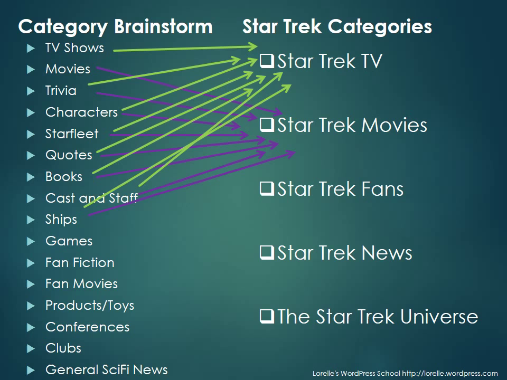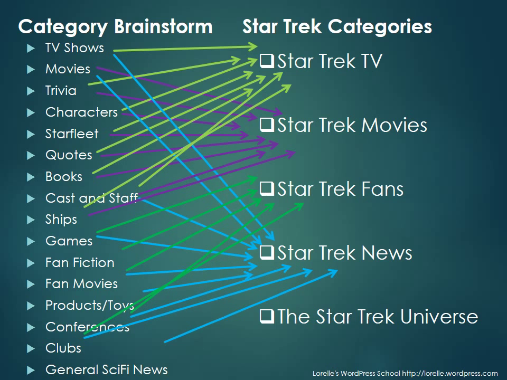All right, what are we going to put in Star Trek fans? We're going to look at games, fan fiction, fan movies, products and toys, conferences and clubs. That seems appropriate. In Star Trek news, you notice there's some overlap again, because there's going to be news about the TV shows, there's going to be news about the movies and about the cast and so on, and that's appropriate for news. So we can put those posts in 2 or more categories, but we're being really specific that this is news.